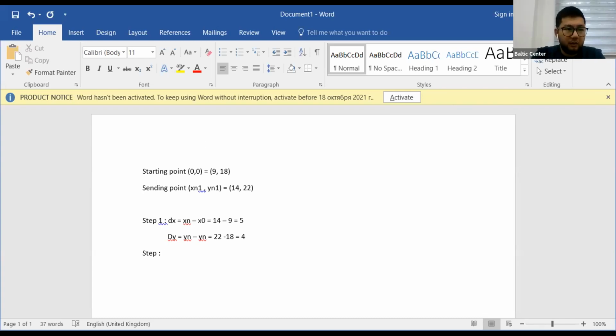Step 2 is calculation of the decision parameter. So this is actually pk, the pk equals 2 delta y formula that I sent you, minus delta x.